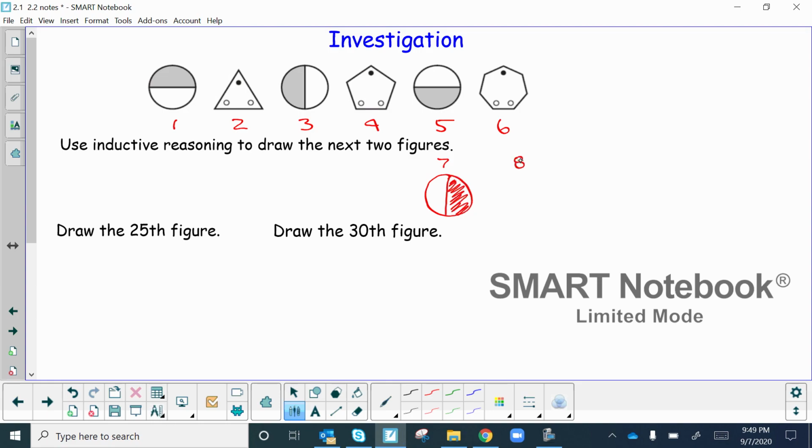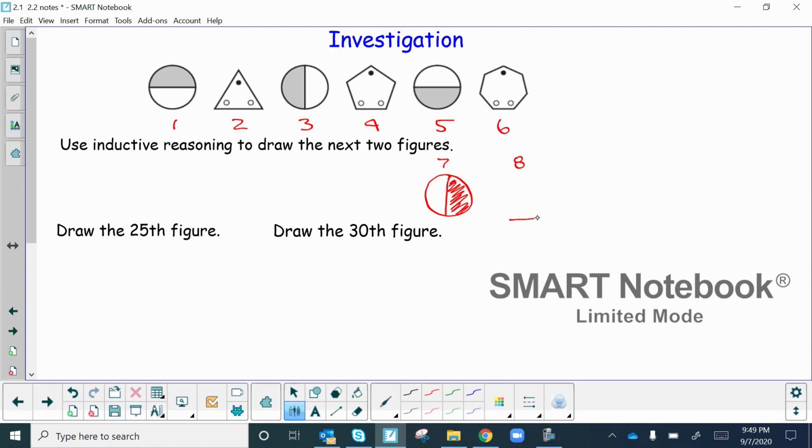So let's investigate and look at the polygons. So I've got a triangle, then a pentagon, then a 1, 2, 3, 4, 5, 6, 7, a heptagon. So this one has 3 sides, 5 sides, and then 7 sides. So notice that pattern, 3, 5, 7. So the next one must be a nonagon. So I want to draw a nonagon.